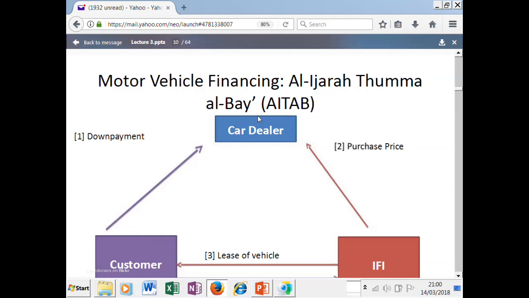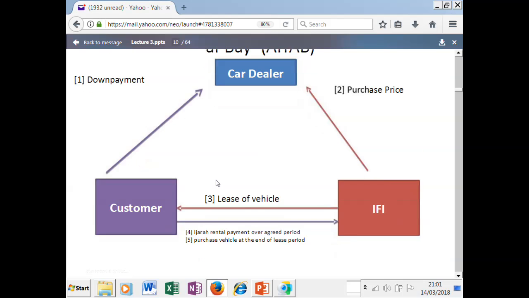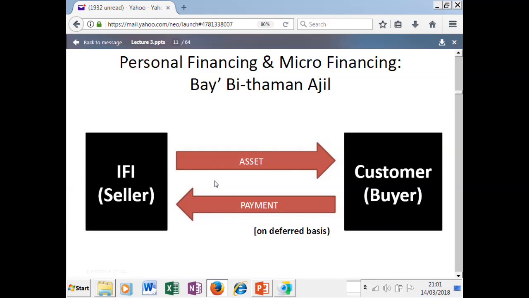Okay, this is simple. This is motor vehicle financing based on al-ijara thumma al-bay, which means that you rent or lease first, then you buy. So basically, this is another method that we can use. You rent, and at the end, after you have finished using it, the bank will sell it to you at a certain price if you want to buy it.